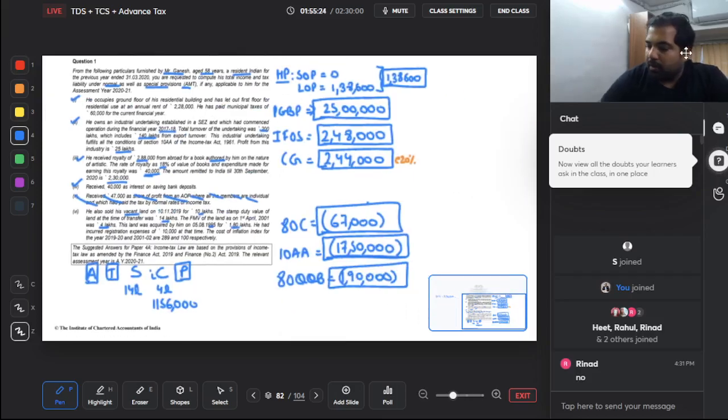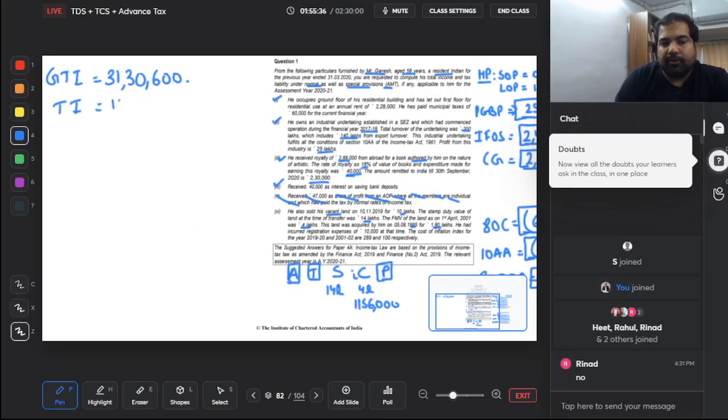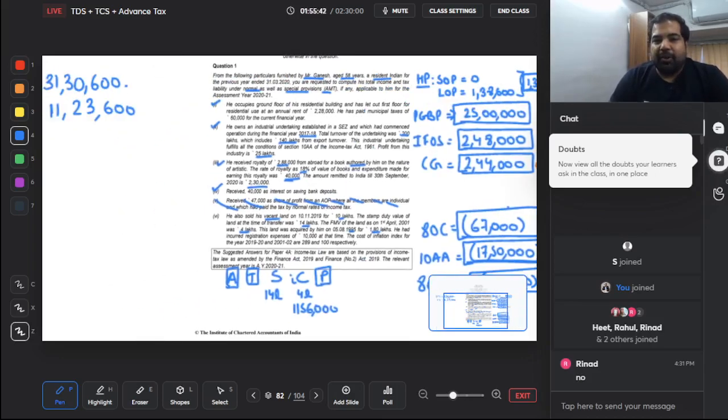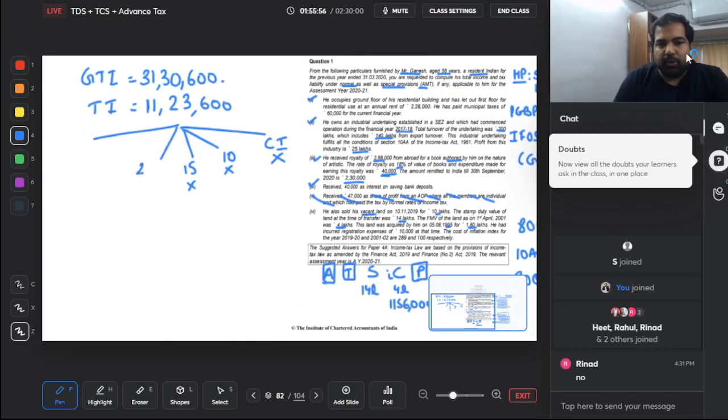Less deductions, minus 67,000, minus 17,50,000 and minus 1,90,000 is 11,23,600. So your total income is 11,23,600. Guys, had capital gain not been there, you would have done this very easily, but because there is capital gain, I have to make 5 columns. Casual income not there, 10% not there, 15% not there, but yes, we have 2,44,000 standing here, so 20% is 2,44,000 and the remaining is normal, that is 8,79,600.